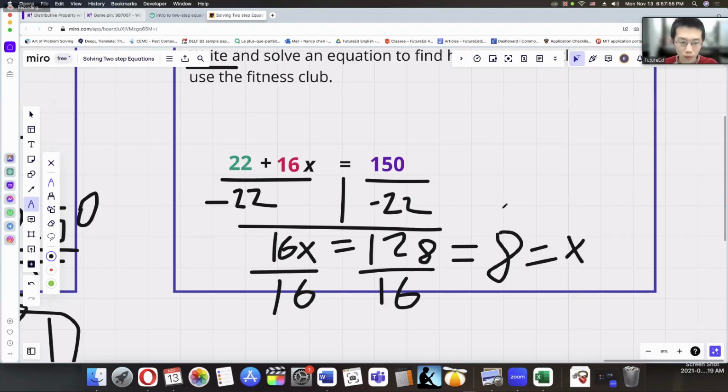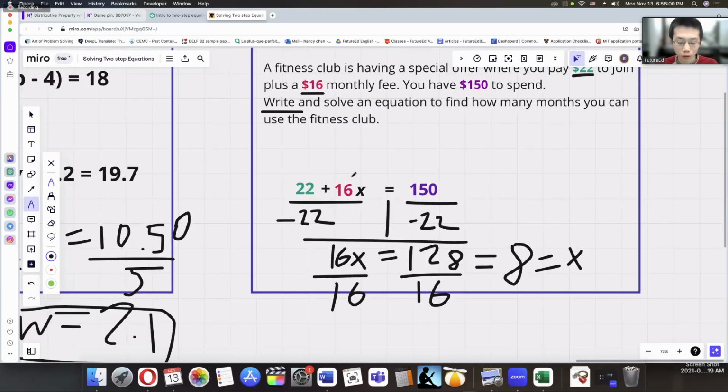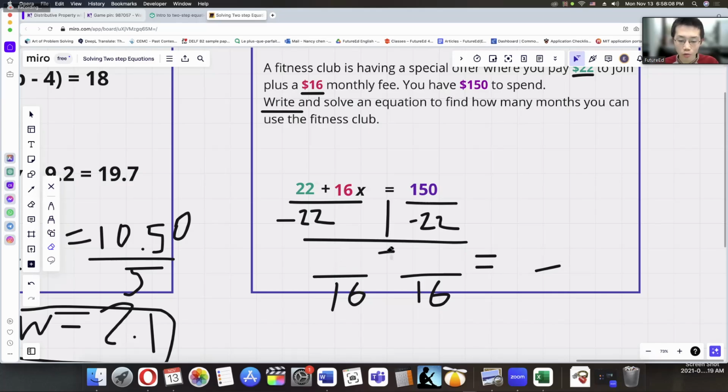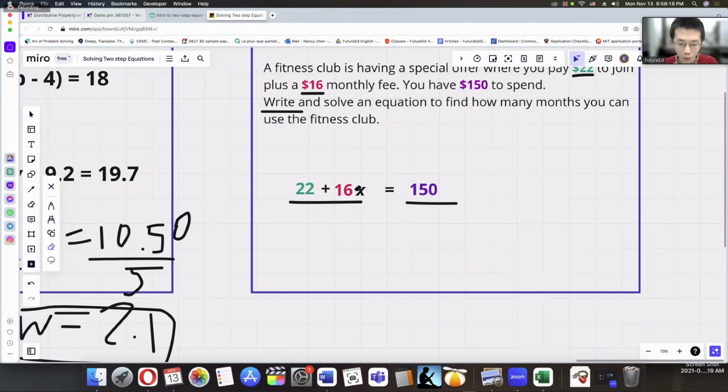Now, just to check, can we make sure I actually have 8 months to spend at this club? Would you not spend all your money on the fitness club? Let's just say this is my budget, okay? I have money to spend elsewhere. I have food to eat. I have parties to go to. I only have $150 to spend at the gym. So we have x equals 8.